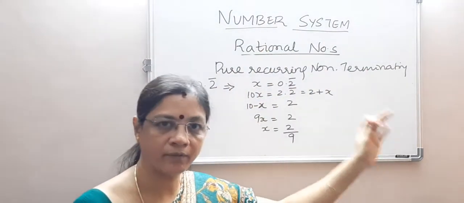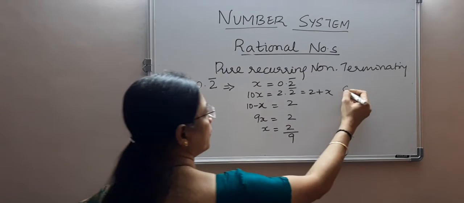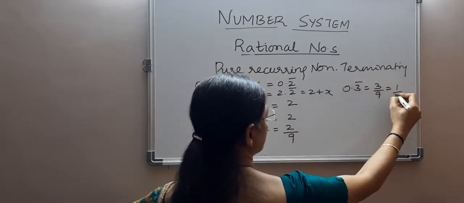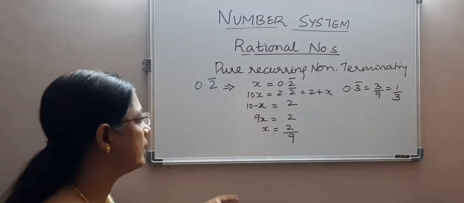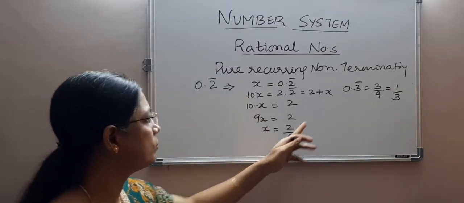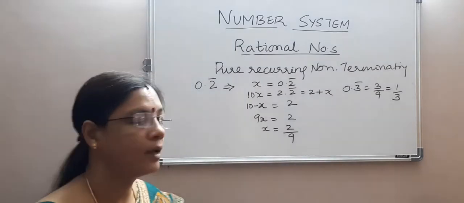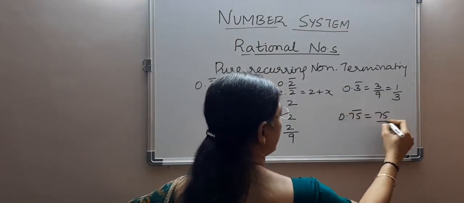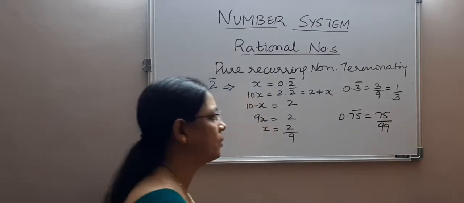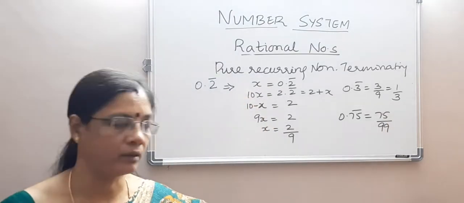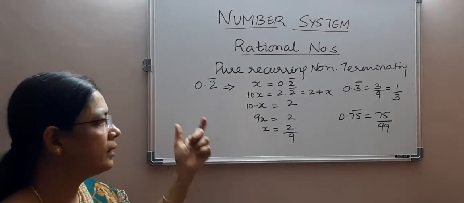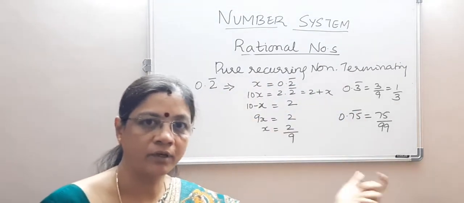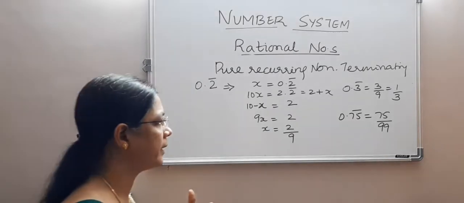Actually in the last class we have done 0.3 bar. For 0.3 bar we got it as 3 by 9, and I have reduced it to 1 by 3, isn't it? But if you observe, 0.2 bar becomes 2 by 9, 0.3 bar becomes 3 by 9, and 0.75 bar was 75 by 99, isn't it? We reduced it further to 25 by 33. So if you observe, we have a pattern for all these numbers which are converted back to rational numbers, that is p by q form.